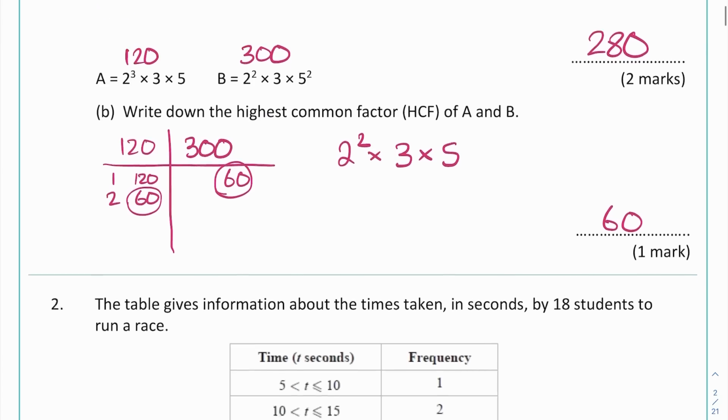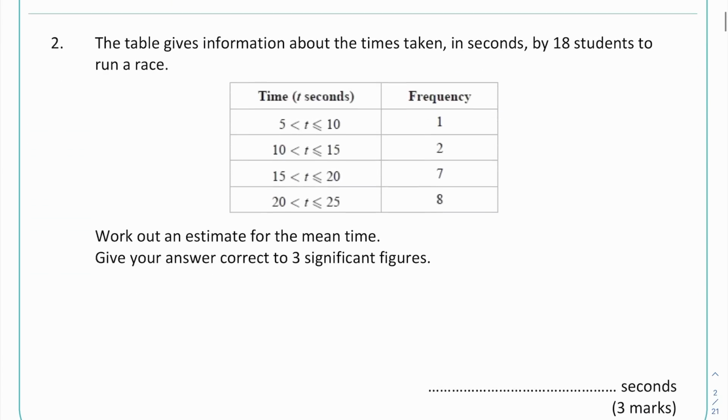And there's question 1. Question 2, we have averages from a table. It's asking us to estimate the mean. When estimating the mean, you have to find the midpoints of those groups, or those class widths. So from 5 to 10, the midpoint is 7.5. 10 to 15 is 12.5. We can carry on a bit of a pattern here, so 17.5 and 22.5.